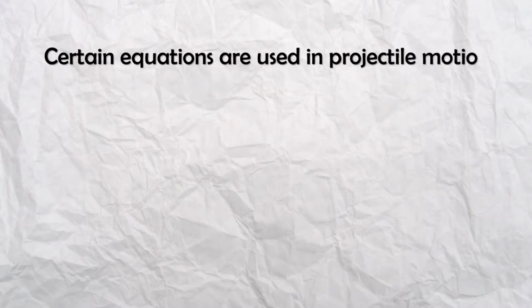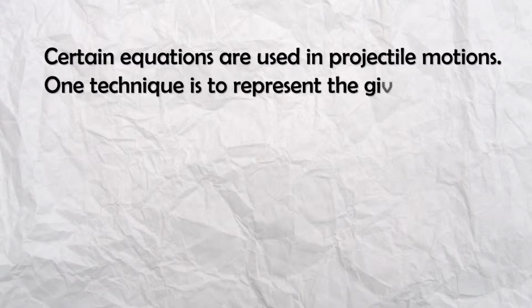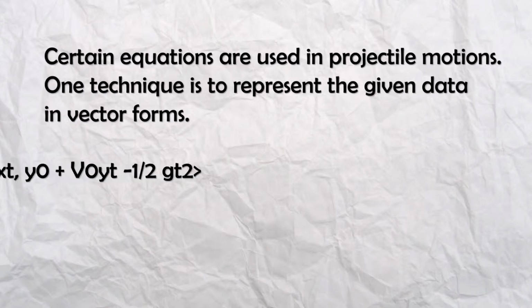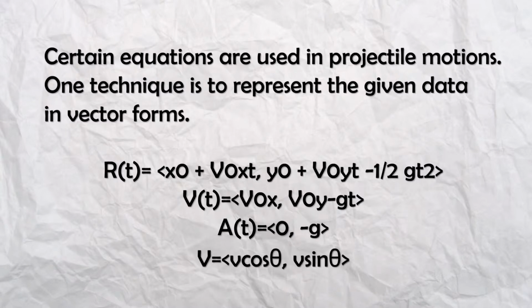Theory. Certain equations are used in projectile motions. One technique is to represent the given data in vector forms. Through this, vectors for r of t, v of t, and a of t are obtained.